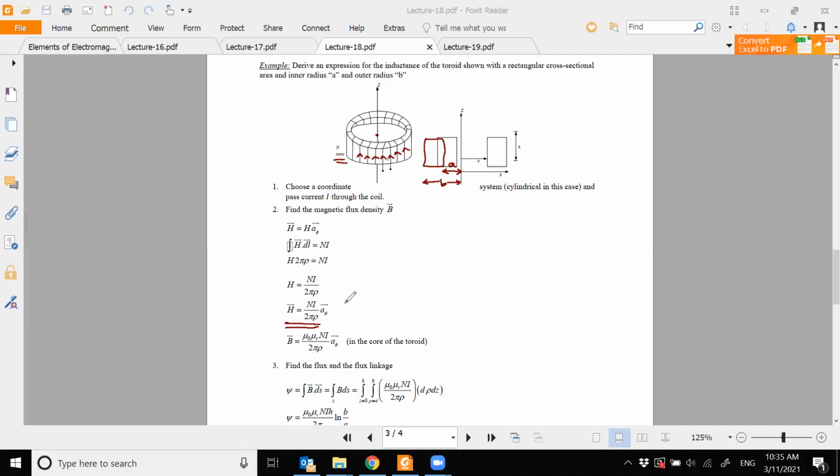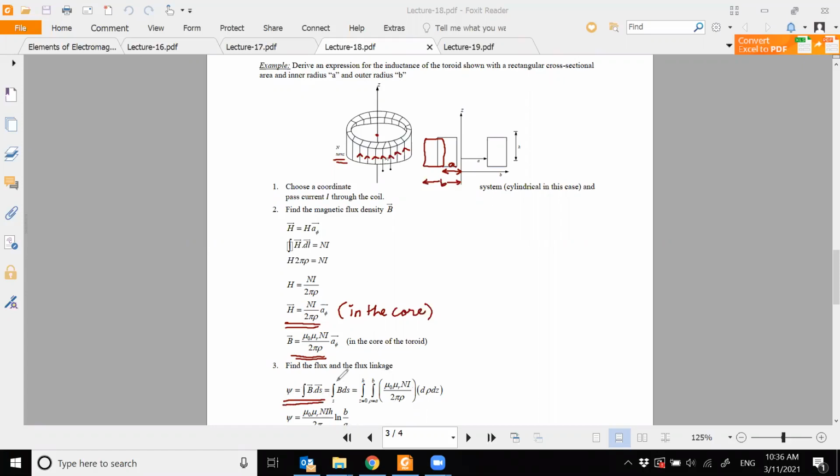And remember, this is only in the core, because we have seen that the magnetic field cannot exist here and outside. The magnetic field only exists inside the core. That is when rho is between A and B, only this one. Okay, it exists only here. Therefore, magnetic flux density will be just multiplied by mu, which is mu naught mu r. This is your magnetic flux density.